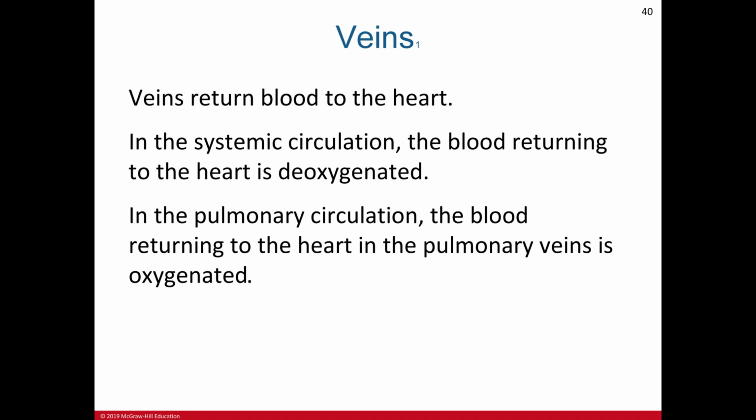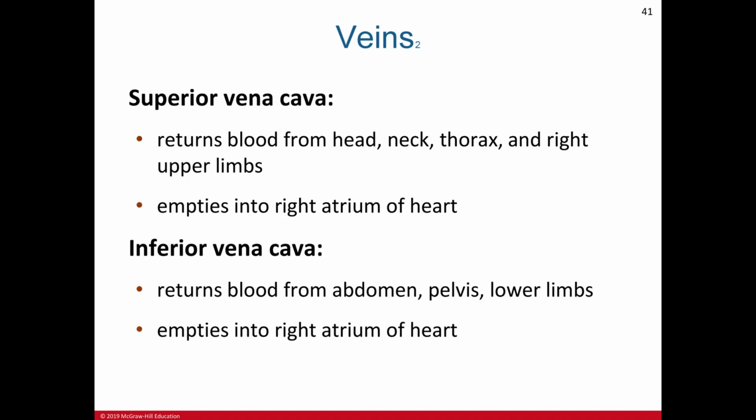So now let us move on to the veins. The veins return blood to the heart. They carry deoxygenated blood except for those found in the pulmonary circulation. In the systemic circulation, the blood returning to the heart is deoxygenated. In the pulmonary circulation, as I have said, the blood returning to the heart in the pulmonary vein is oxygenated. Similar to your aorta, we have two major veins that carry all the blood from our body to our heart. We call them the superior vena cava and the inferior vena cava.